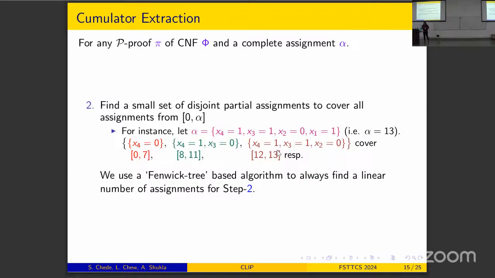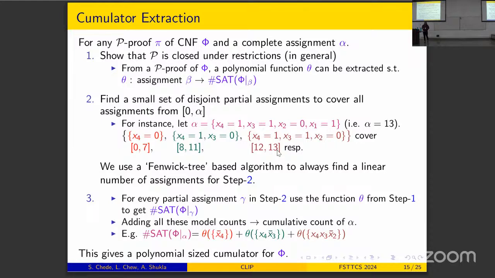So now the final algorithm is exactly that. Given an alpha, go find its Fenwick assignments, that is the partial assignments covering all of these 0 to alpha, and then you just add those counts because that's what they're supposed to give, right? Once you restrict, it will give the count of phi restricted to alpha. Just add all those counts, that will be your required answer at the end. So this is all polynomial time steps. So you will get a polynomial size circuit here.